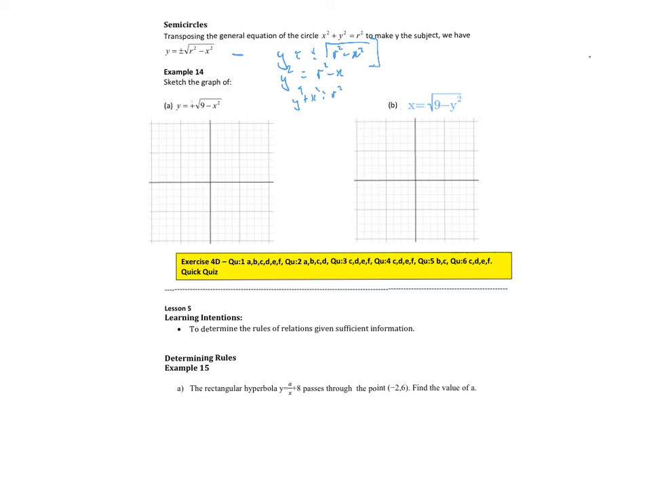The significance is if I have a positive out the front, which I do in this case, I'm only getting the top half of the circle. With y equals the positive, all the y values are positive. So I've still got a circle, r squared, so my radius is the square root of that, which in this case is the square root of 9. So let's call everything at 3, -3, etc.